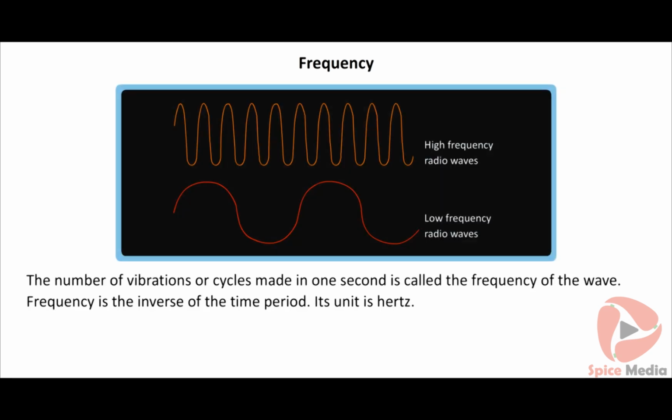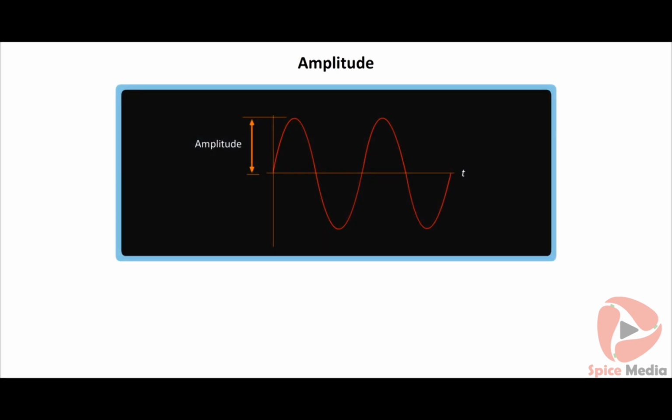Next important term associated with wave is frequency. Frequency is the number of vibrations or oscillations made by the wave in 1 second. Frequency is the inverse of the time period. Its unit is hertz.